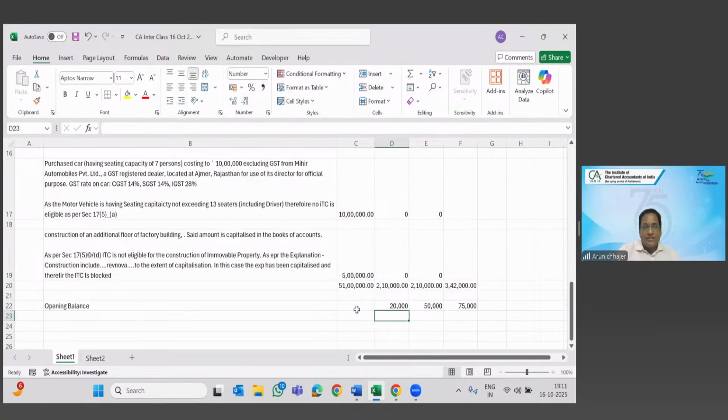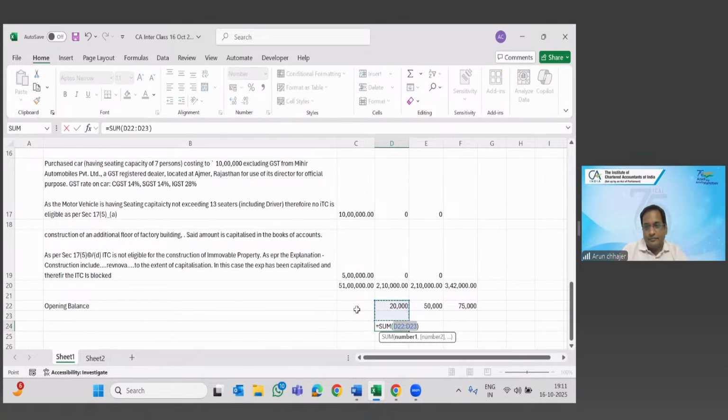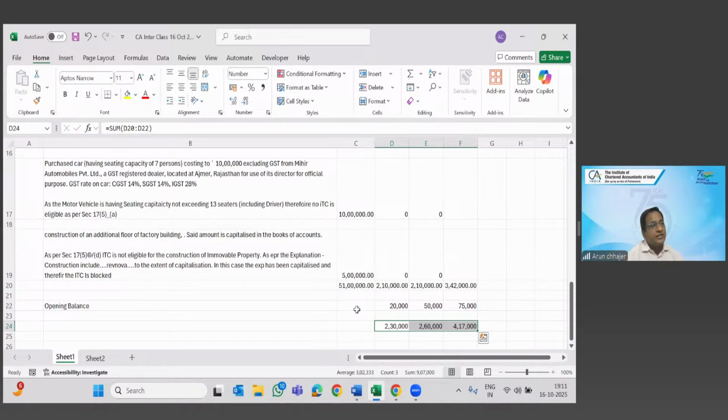Is it a typo mistake? क्या बोलेंगे आप? The answer is it is not a typo mistake. It can be different. Why?